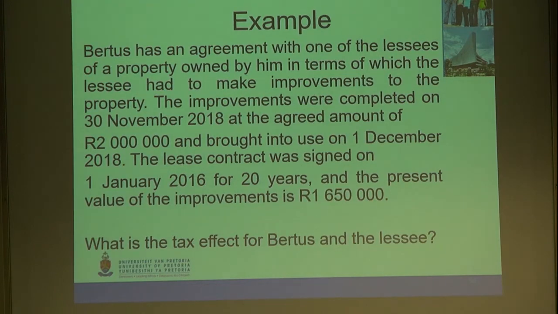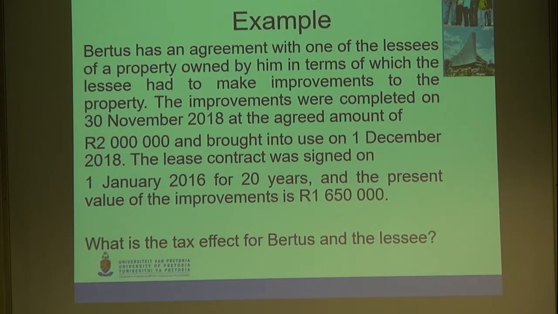Okay, we've got Bertus. He's got an agreement with his lessee. So Bertus is the lessor. The lessee needs to make improvements. The improvements were completed on 30 November 2018. Okay, we're dealing with sole traders, so 28 Feb year end. The agreed amount of the improvements was 2 million rand, brought into use on 1 December. The lease was signed on 1 January 2016 for 20 years. The present value of the improvement is 1,650.